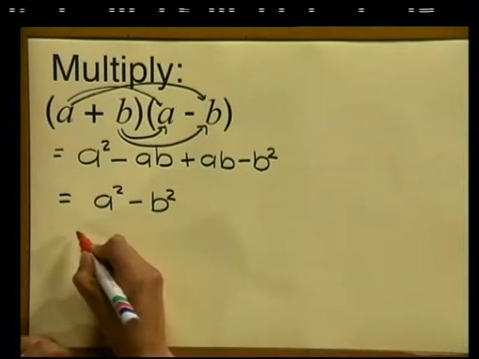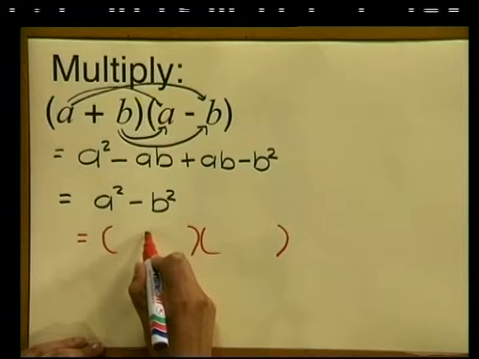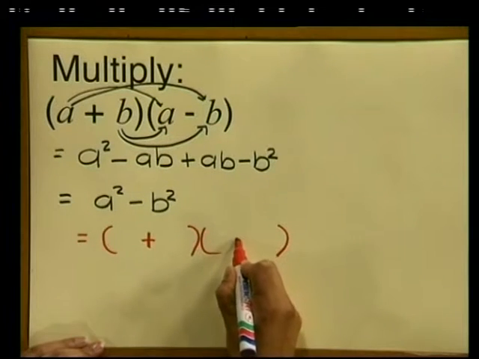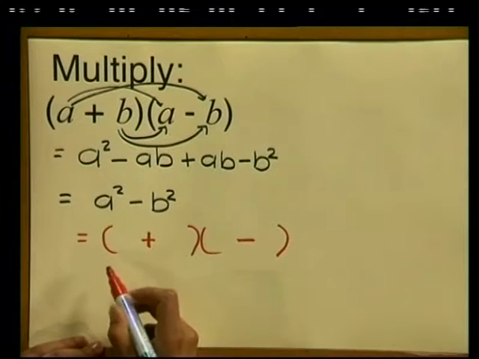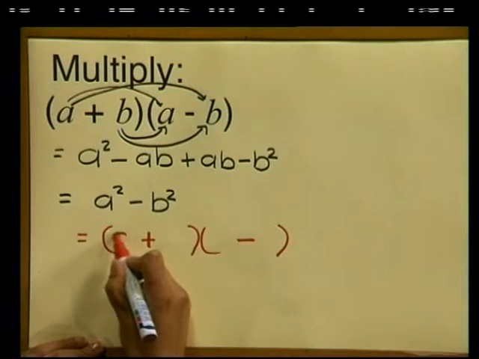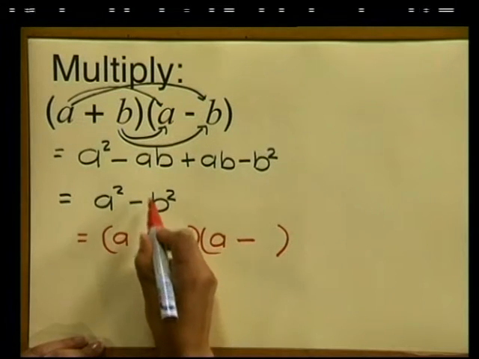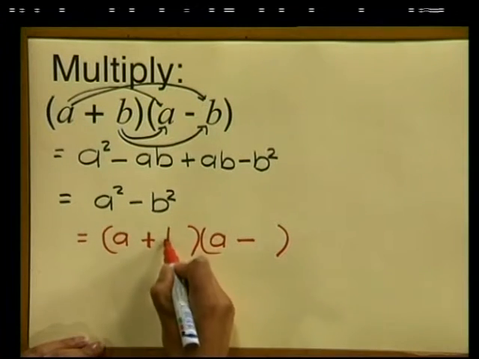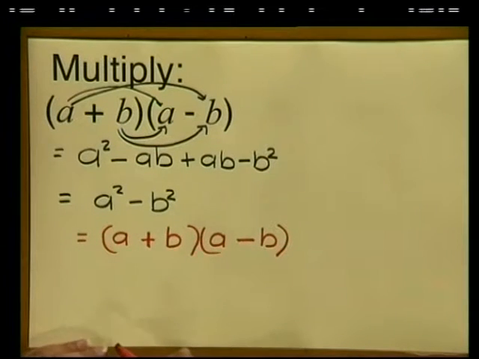So we start off putting down our two brackets. And we know the one is going to have a plus sign in it and the one is going to have a minus sign. And then we need to square root the first term. So a squared square rooted would give us a. And that goes in the first place in each bracket. And then we square root the b squared and we are left with b. And that is how we factorize a difference of two squares.